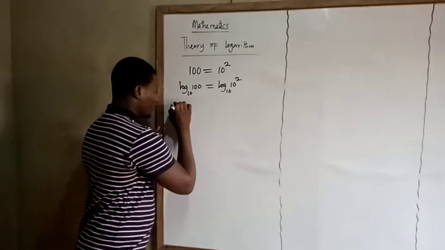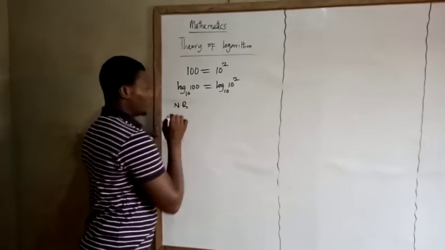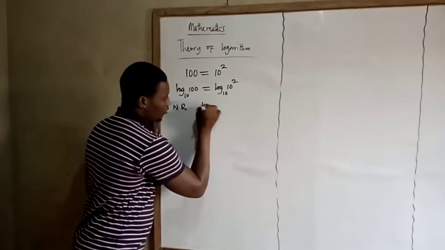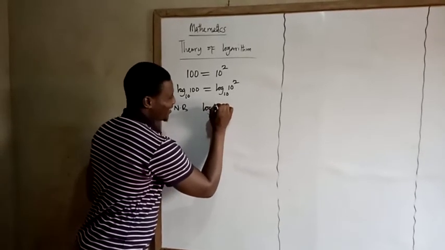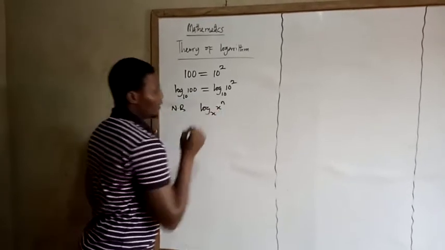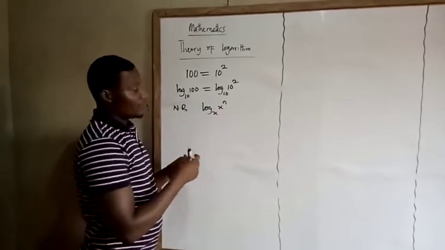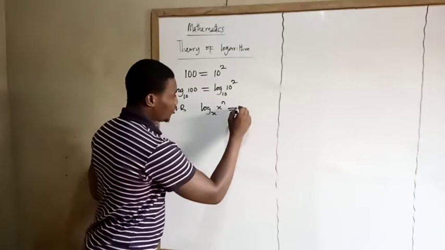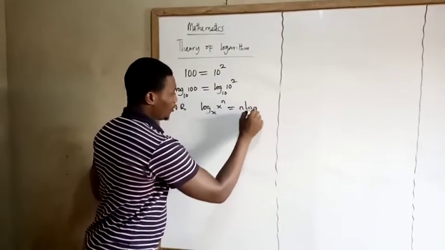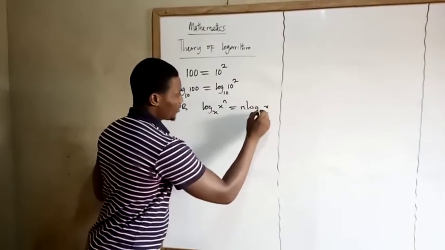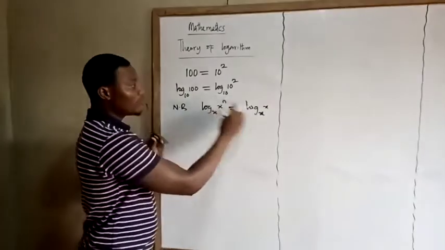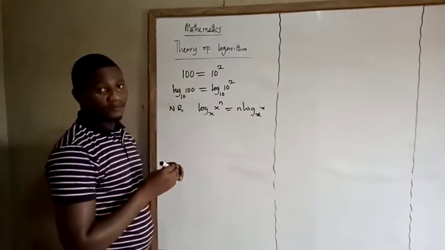So you need to take note of one thing. Anytime you have log base x, x raised to power n, that is, your number is having power, then it will still do the same thing as having n log base x, x. That is, the power of the number will turn to the coefficient of the logarithm.